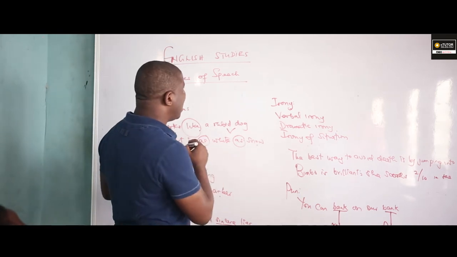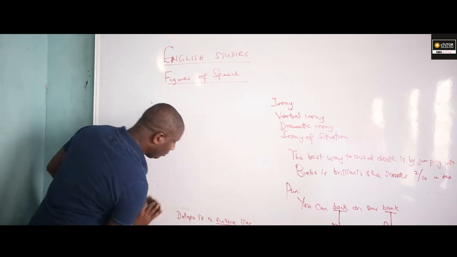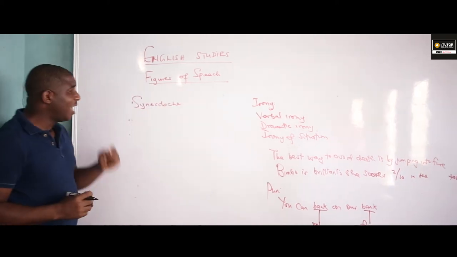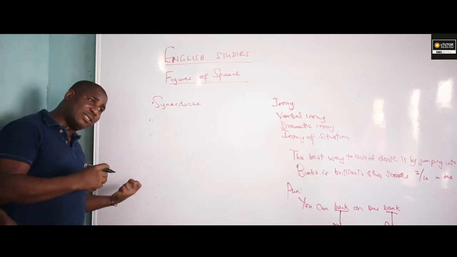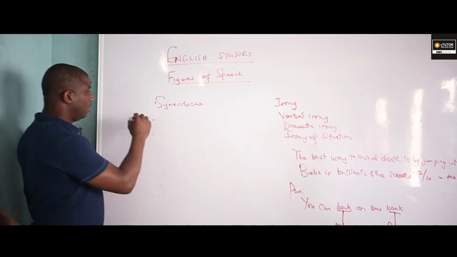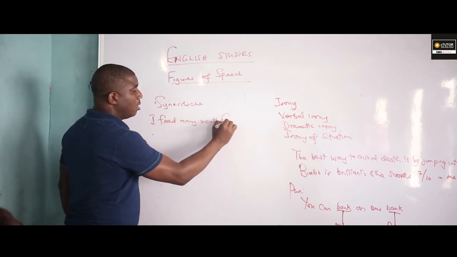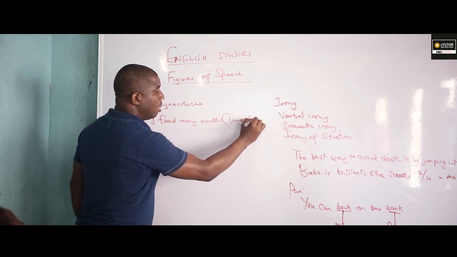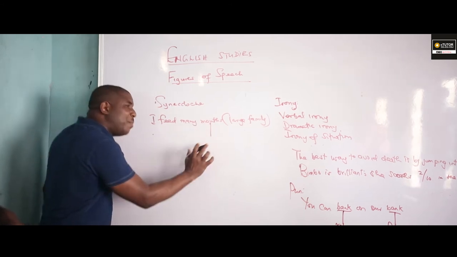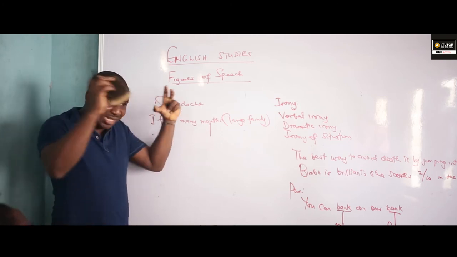Yes, okay. The next one is synecdoche. Synecdoche is a figure of speech in which a part represents a whole or a whole represents a part. For example, if I say, I feed many mouths. Mouth is a part that represents the total number of people that I feed. So here a part represents a whole.